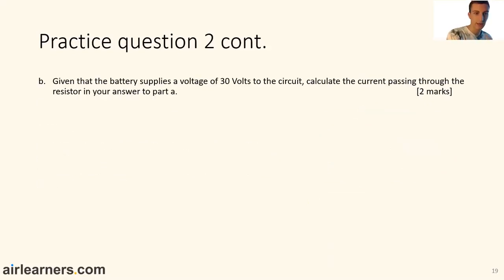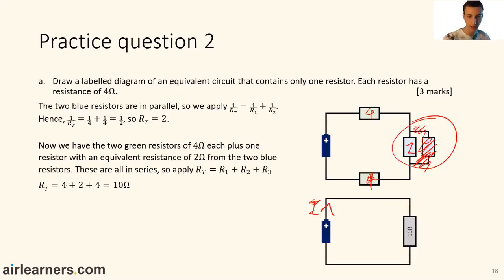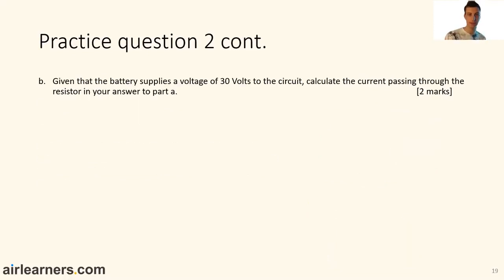Let's take a look at 2B. So given that the battery supplies a voltage of 30 volts to the circuit, calculate the current passing through the resistor in your answer to part A. I might go back very quickly so you can remind yourself of what that circuit looks like, but otherwise you're given the voltage now of 30 volts, so you can have a go at that question.